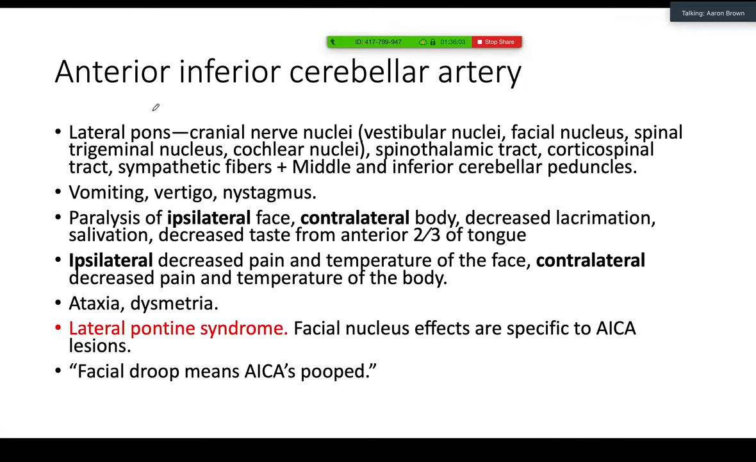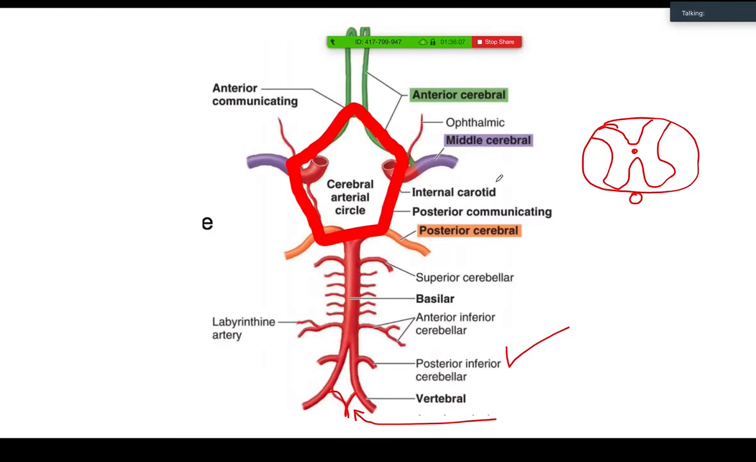So we said we have a PICA. Now we're going to talk AICA. So before we get into it, let's look at our circle of Willis. Posterior inferior cerebellar we just talked about. This is our one side face, one side body. This is our nucleus ambiguus, giving us dysphagia, hoarseness, decreased gag reflex. Vestibular nuclei is involved. We're going to have vomiting. We're going to have nystagmus. And we're going to have some Horner syndrome as well. Okay, so that is all of our PICA if we have a lesion there.